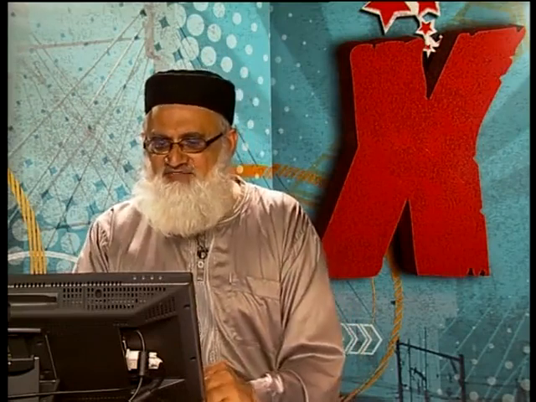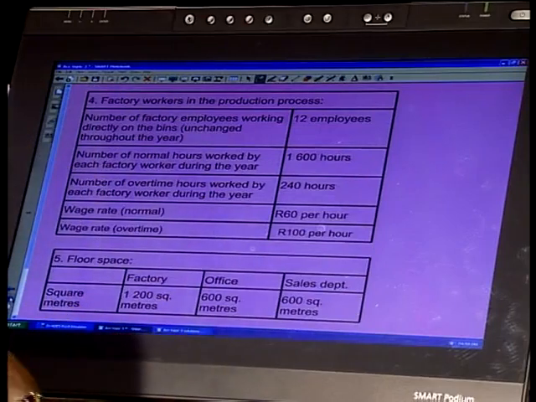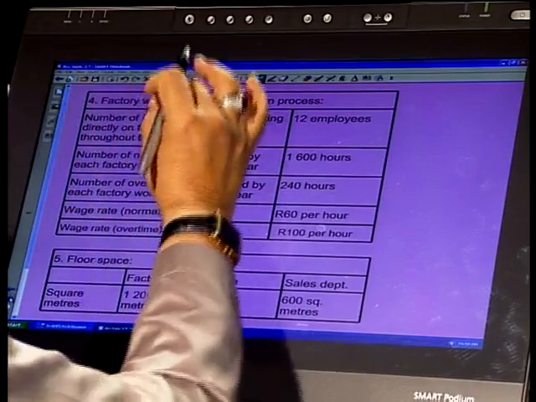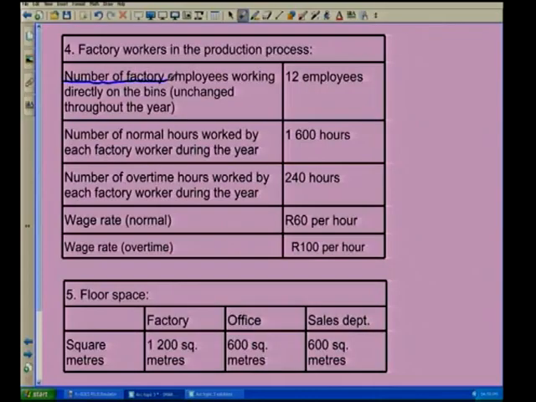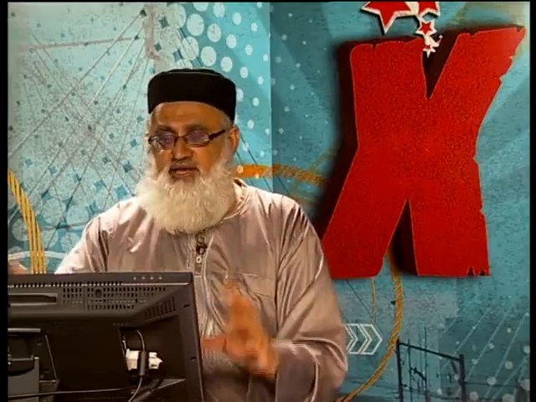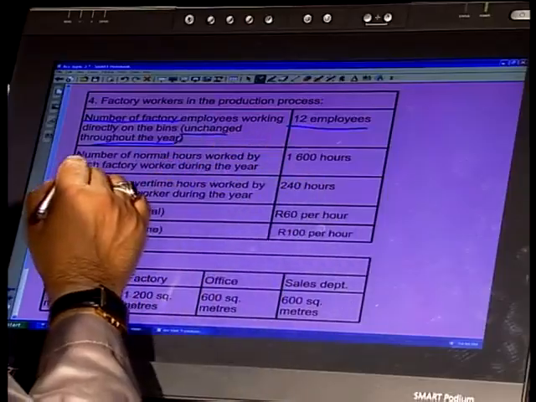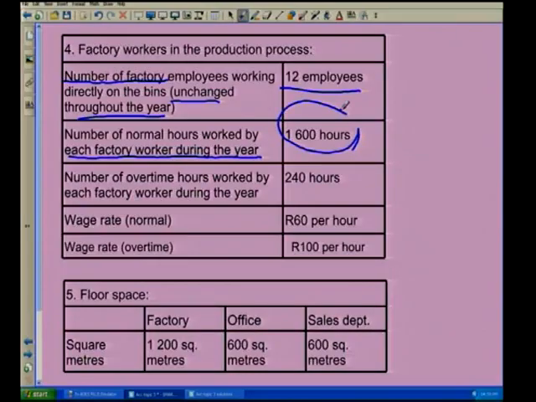Now, a question mark again. Hey, these guys got nothing better to do than just give us question marks all the time? Come on, you can handle it. See information 4 below. What do they tell us? There goes, information 4. Factory workers in the production process. Number of factory workers, 12. Unchanged throughout the year. In other words, you've worked with 12 workers from the beginning of the year to the end of the year. 12 employees.